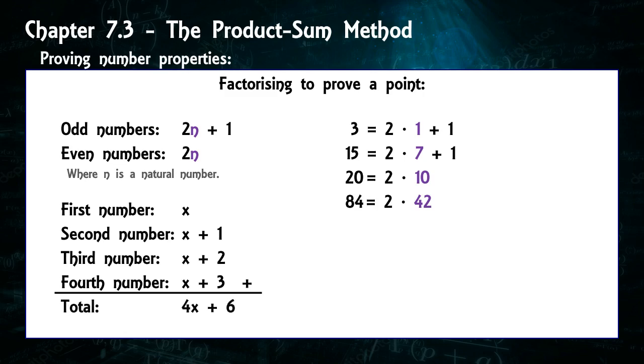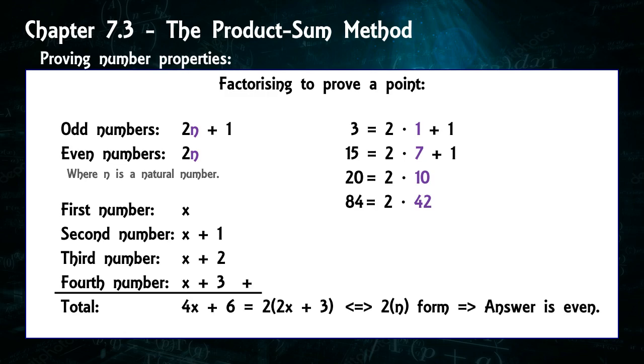By factorizing this into 2 times (2x plus 3), we can compare it with the 2n form. The part within the brackets will be a natural number, so this can be written as an n, and that means that the sum of 4 consecutive numbers will always be even.